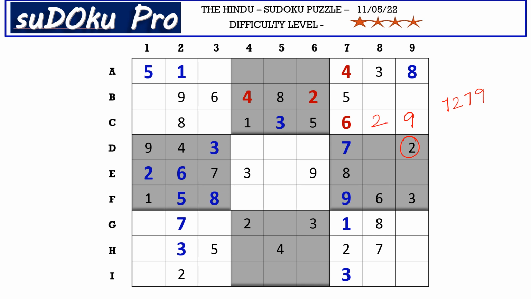Now the missing numbers in this block are 1 and 7. There is a 7 blocking here, so B8 takes 1 and B9 takes 7. So this method will save time for you, because you can quickly find out instead of checking for each and every number separately. When you write like this and look only for the missing numbers, you can quickly find it out.